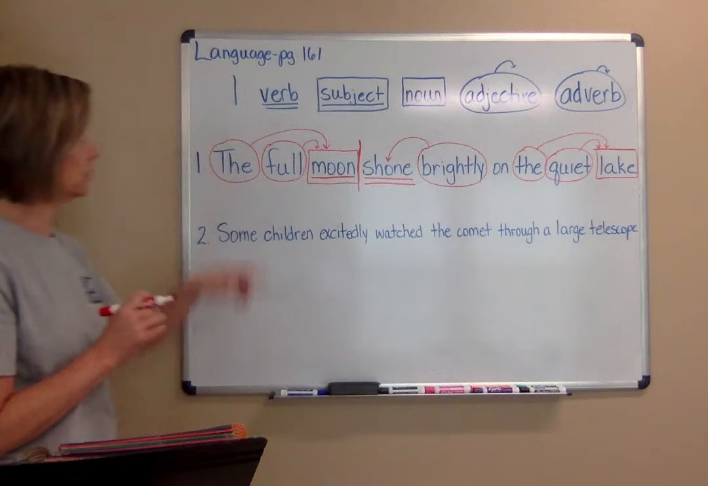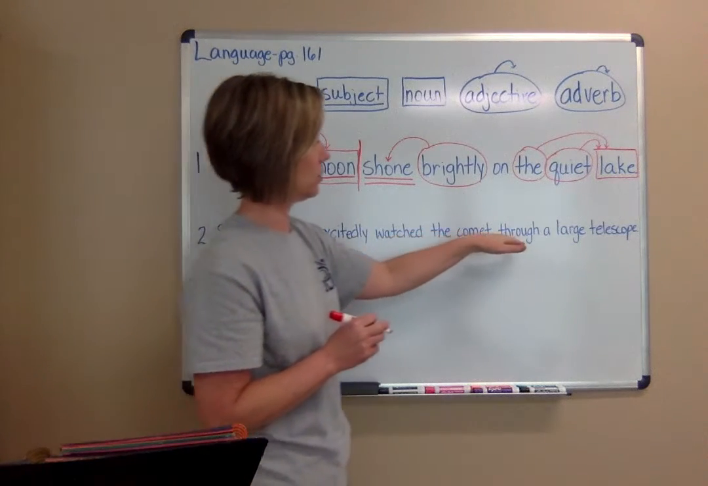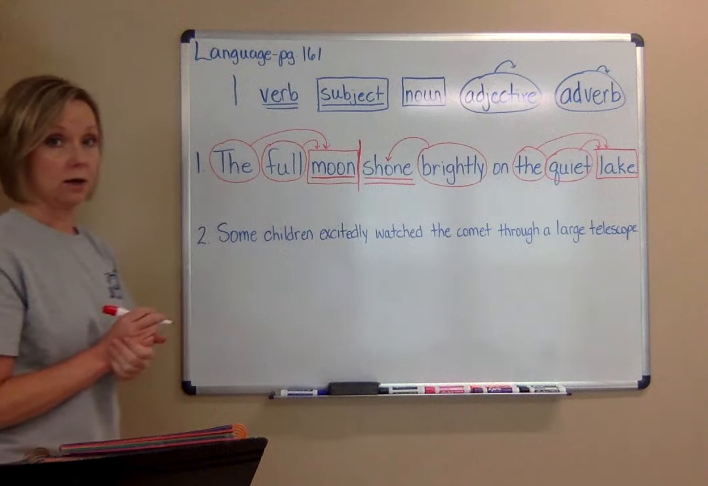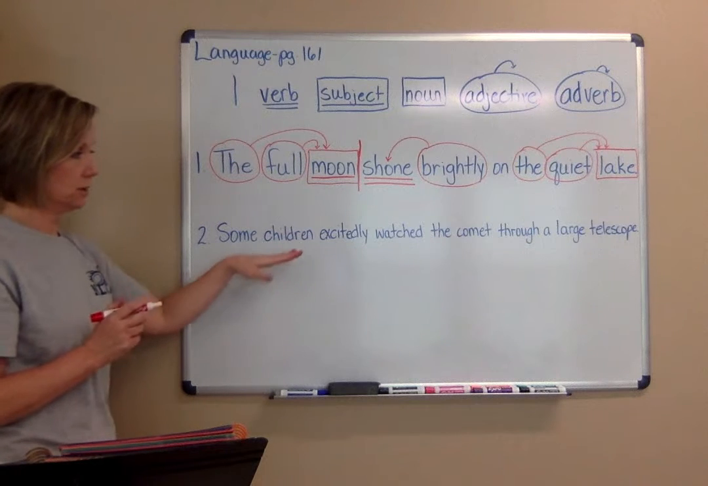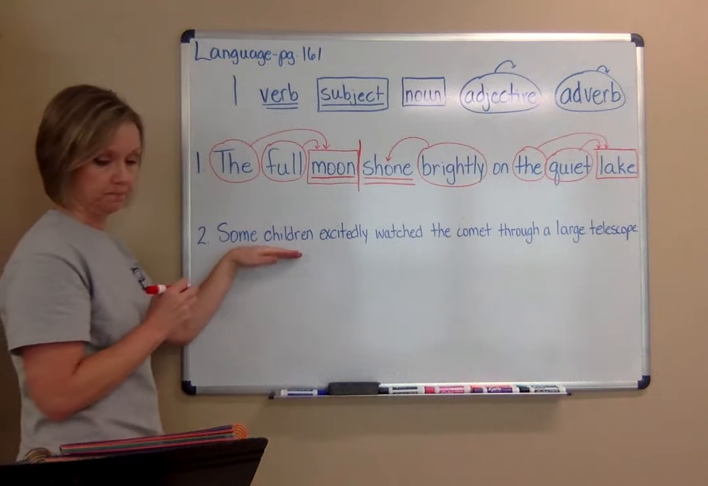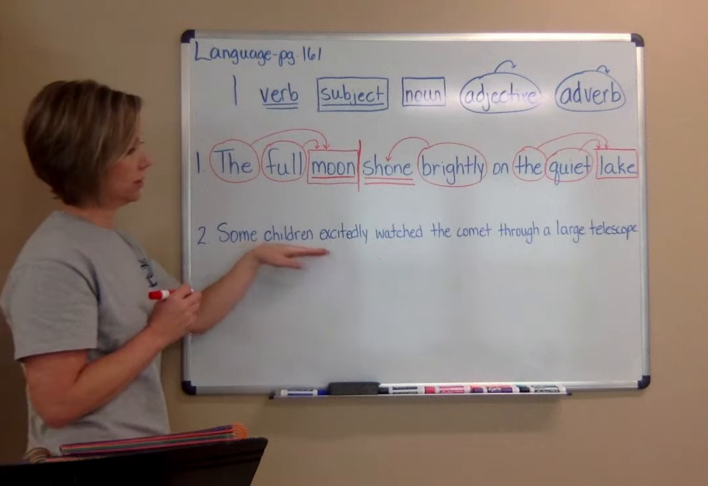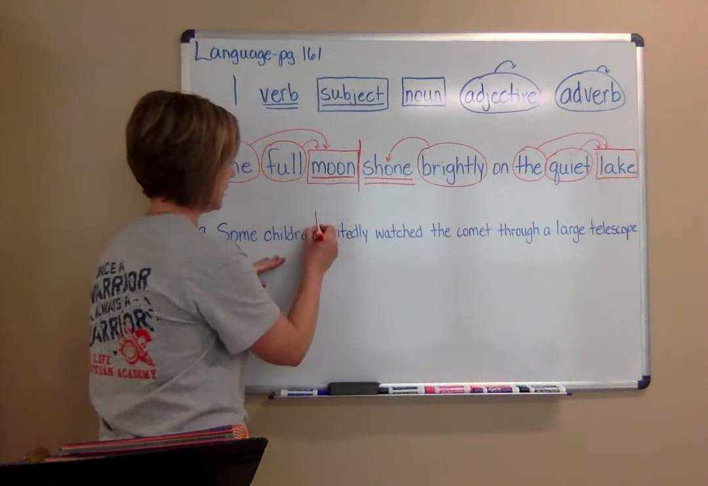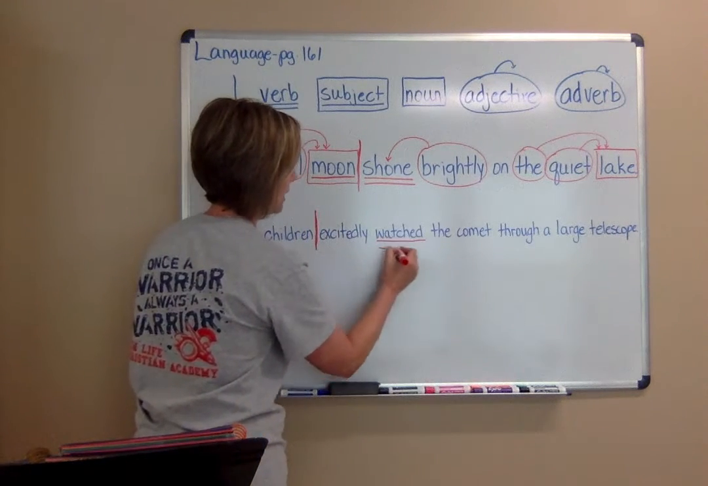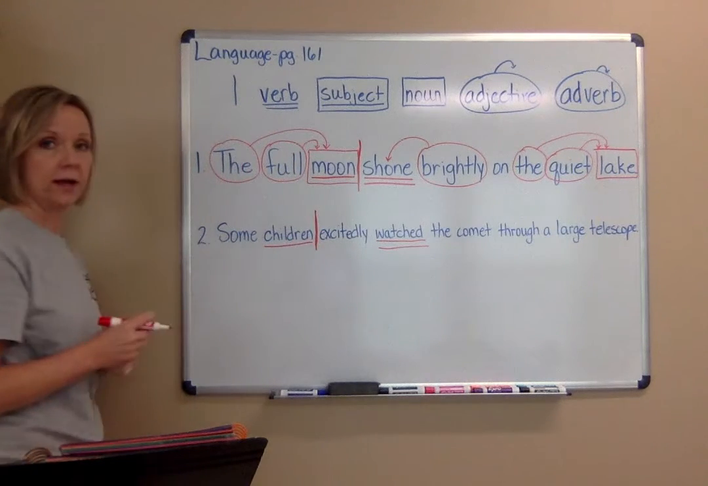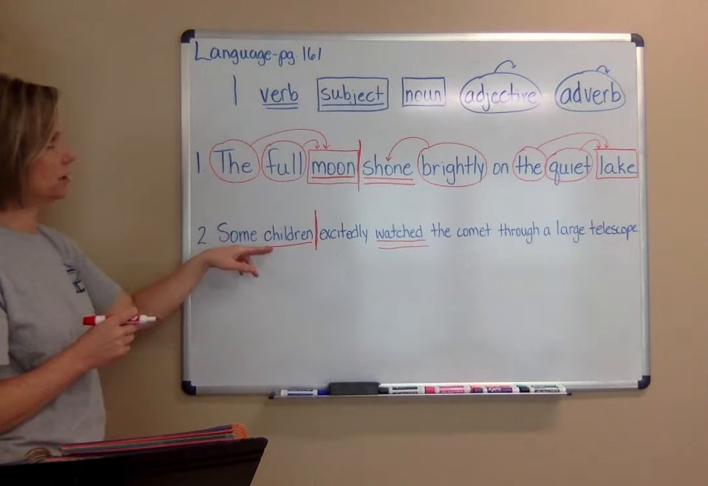All right, so let's go to number 2. Let's divide. Some children excitedly watched the comet through a large telescope. All right, so let's look. First job here is we are to divide. What is my subject? Children. What's my verb? Not excitedly, no. Children watched. So we're going to divide between here. That's what I was saying. If you wanted to go ahead and underline the verb twice and the subject once, then divide, that would be fine. So we've divided. We have our verb twice, our subject once.